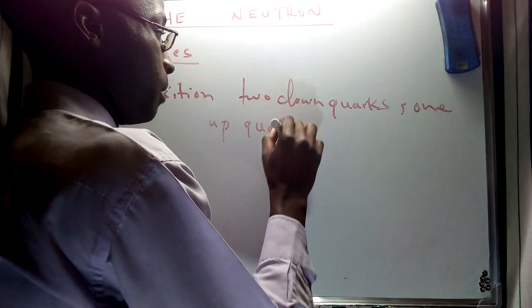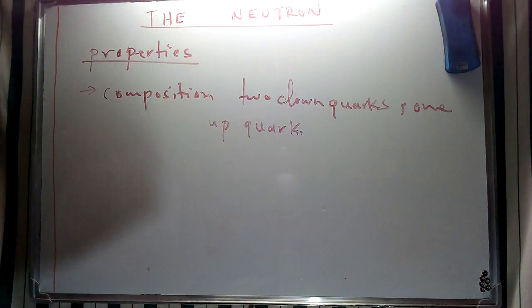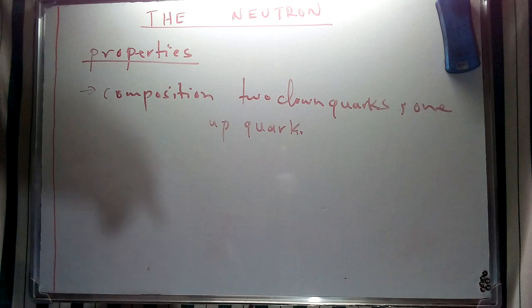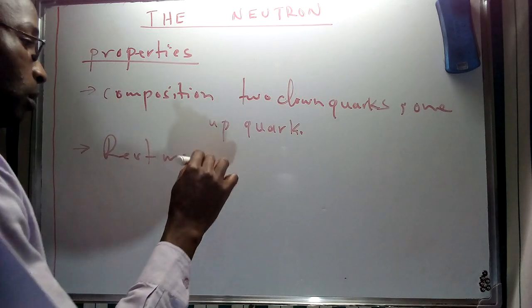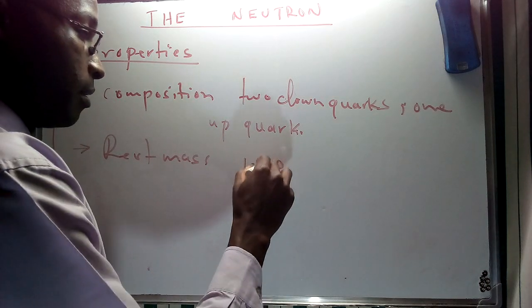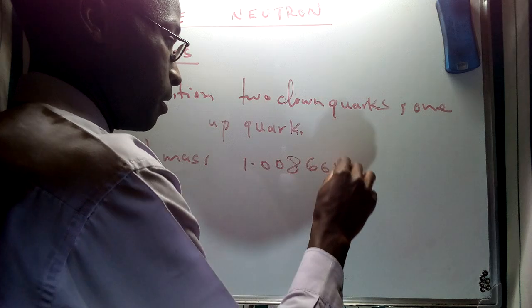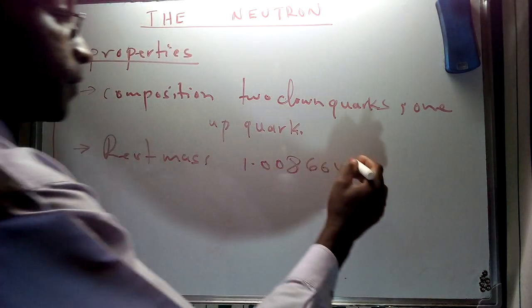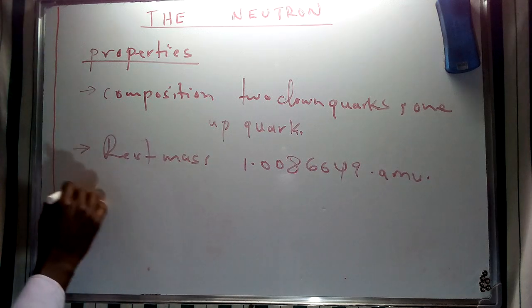I'm not going to talk much about this concept, but we're going to have an elaboration of it later in our discussion. And we have what we call the concept of rest mass. For a neutron, we can describe this rest mass as 1.008665 atomic mass units. So this is one of the characteristics of a neutron.